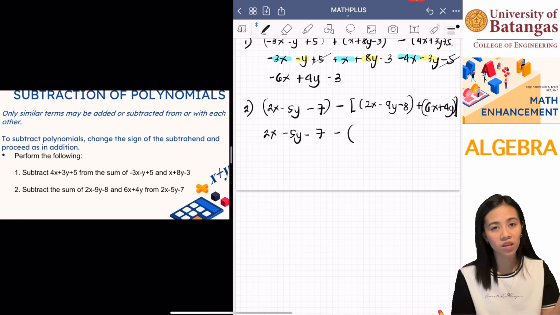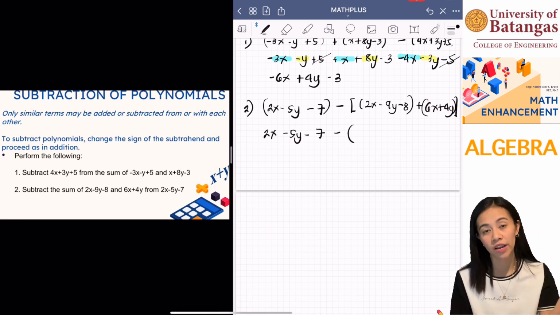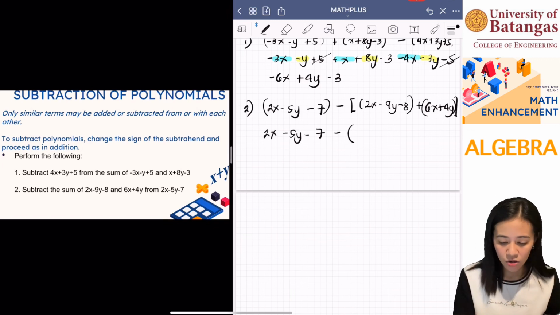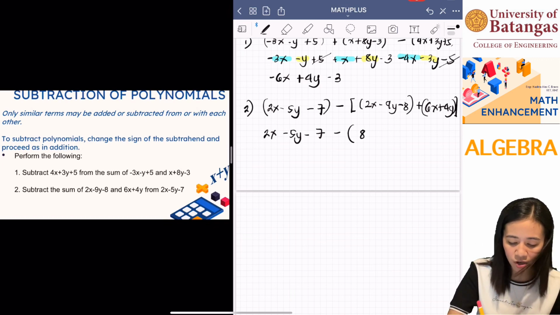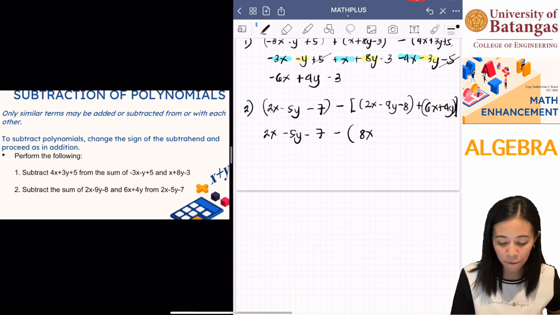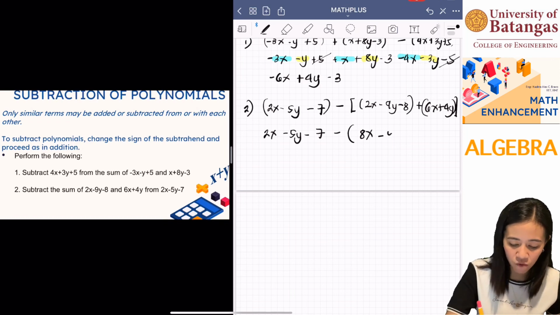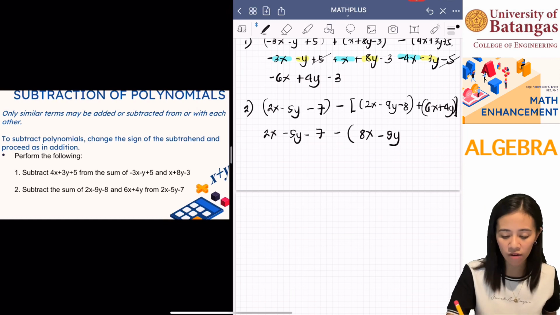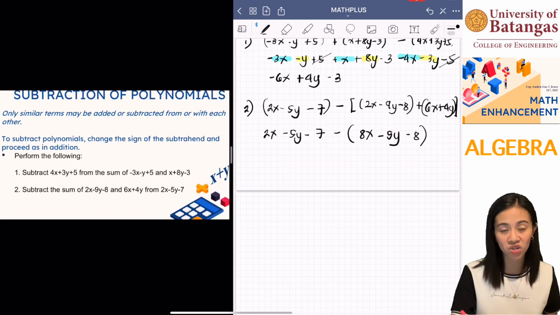So, ang gagawin ko, I'll take the sum first before I take the difference. Kukunin ko muna yung nasa loob ng brackets natin. So, you have 8x for this, 2x plus 6x. And then, you have negative 9y plus 4y. So, that's negative 5y. And then, with the constants, negative 8 lang naman yung tira dito. So, you have negative 8.